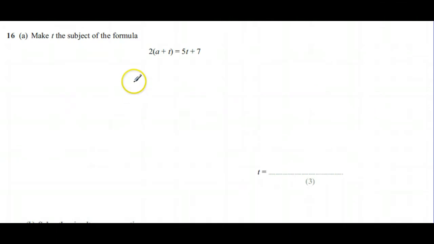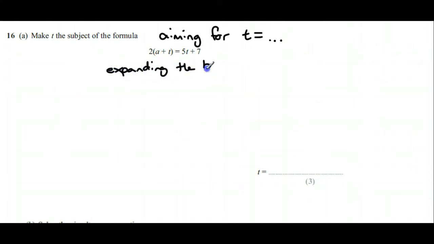So making t the subject of the formula means that we're aiming for the formula to be rewritten so that it's t equals everything else. In order to do that, we're going to need to do some rearranging. The first thing we're going to do is expand these brackets. And we'll end up with 2 times a plus 2 times t, and that equals 5t plus 7.